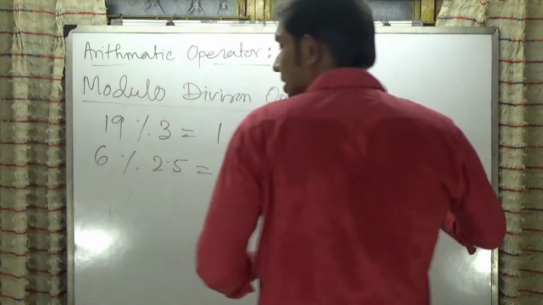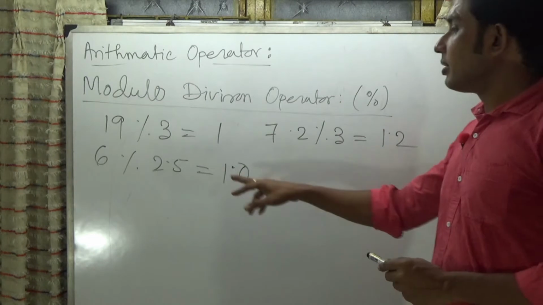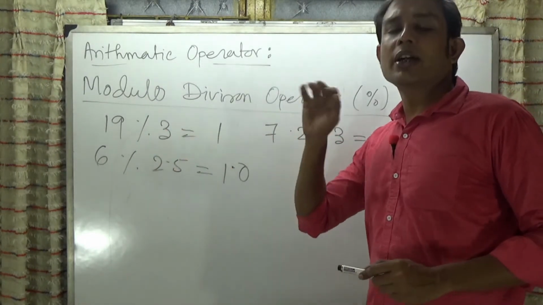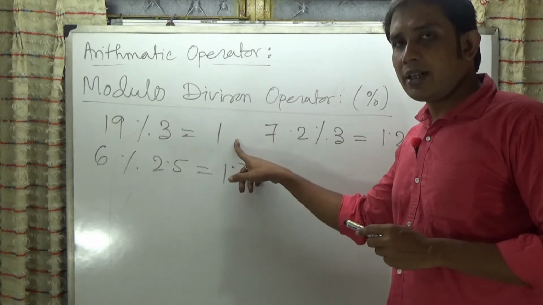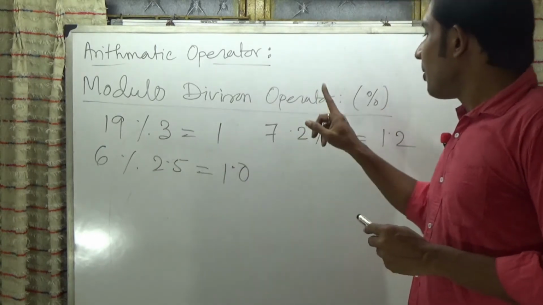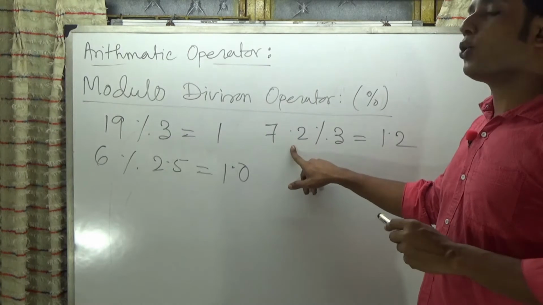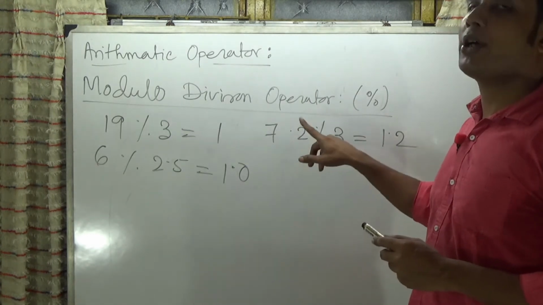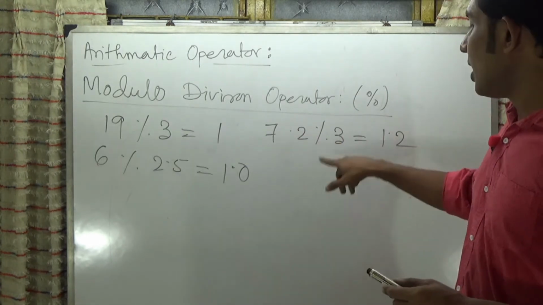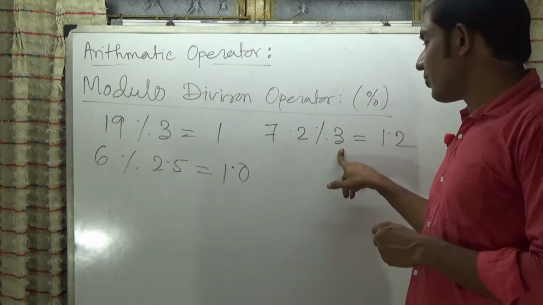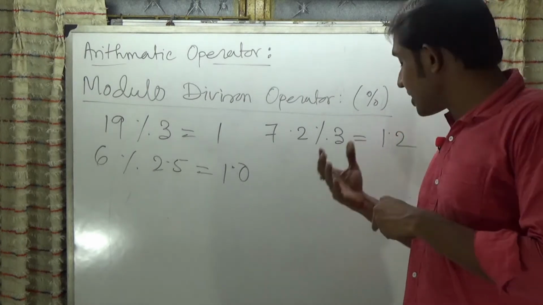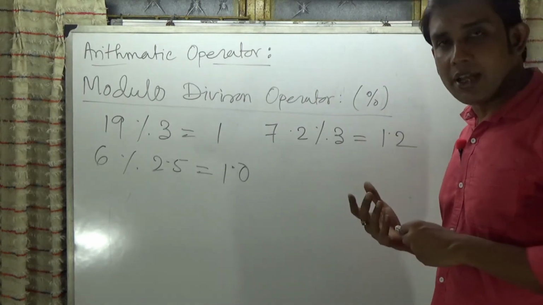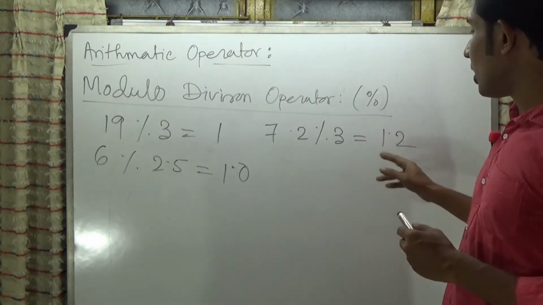So you can see in this case the 19 and 3 both are integer type, so it returns the remainder in integer form. But in this case 7.2, that is the dividend, is of float or fractional type, and the divisor is in integer form, so the result is always generated in float type, and the result is 1.2.